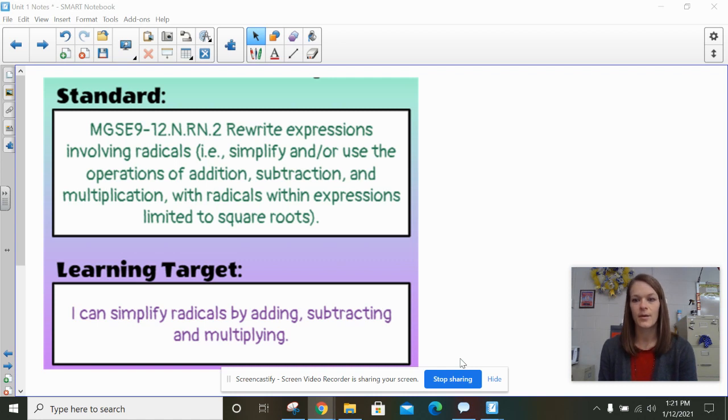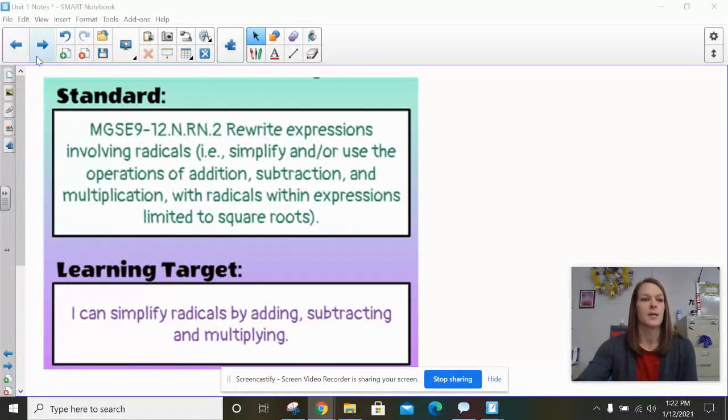All right, so the next 2 days, we're going to focus on simplifying radicals. Your standard is to rewrite expressions involving radicals. Today we're going to talk about how to simplify them and do adding and subtracting. And we'll come back and talk about multiplying with radicals tomorrow.